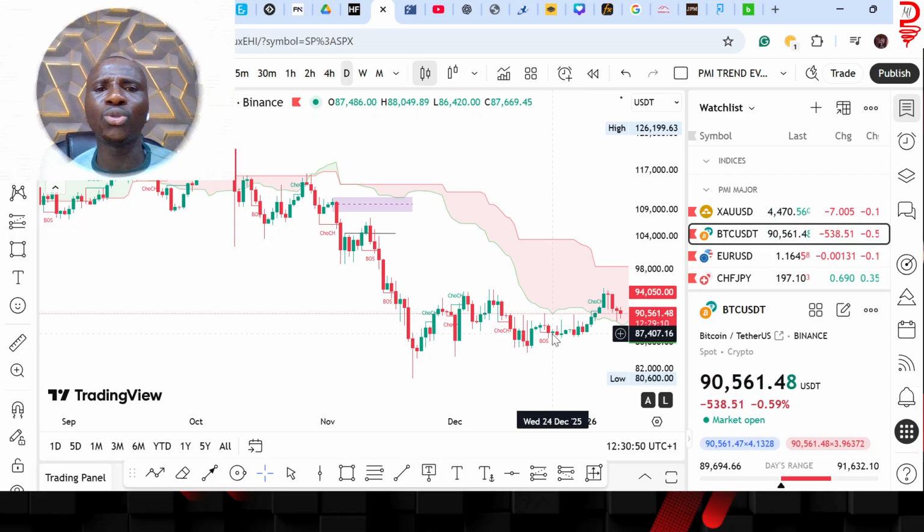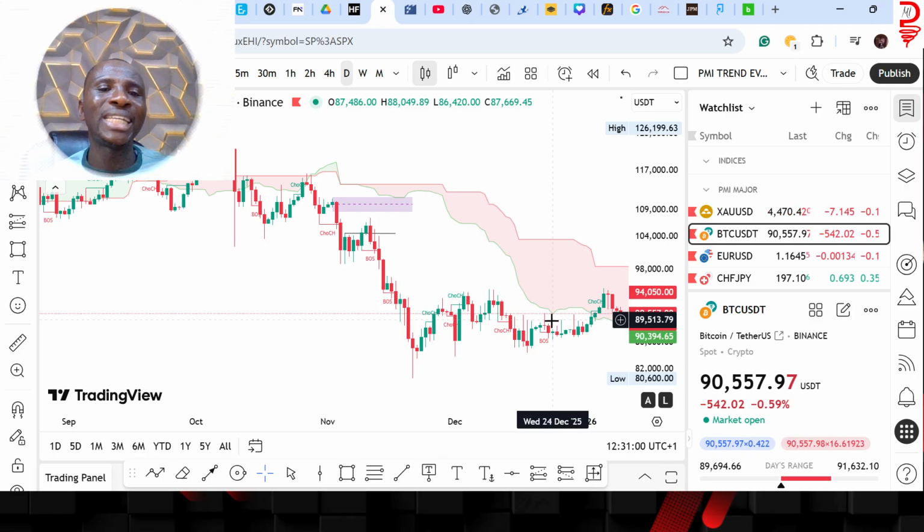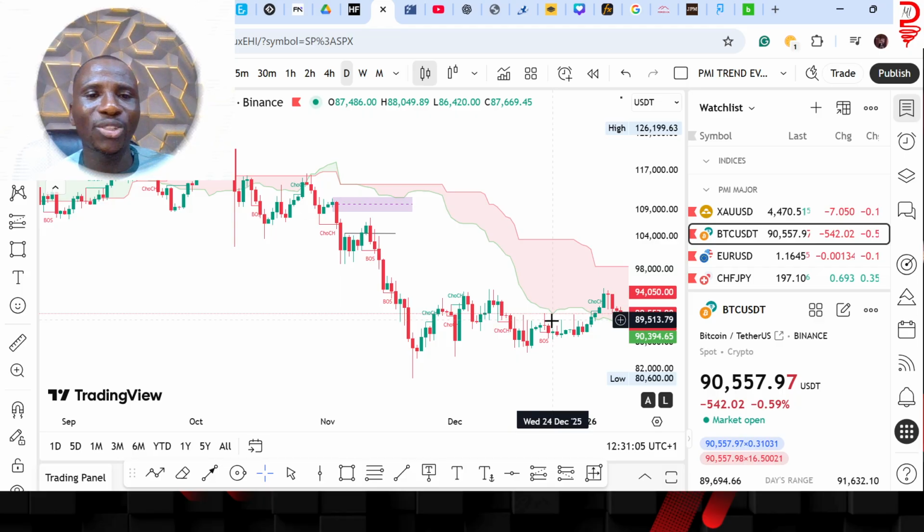This is how to use these two types of liquidity zone to your advantage. And I really want you to begin to tweak your strategy, if you have not been doing things rightly the way I've explained it, so that you can get the best return and best profit for yourself in 2026.